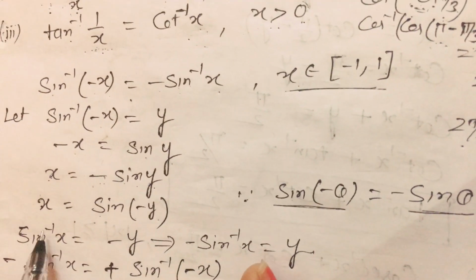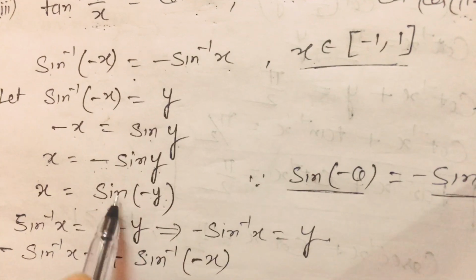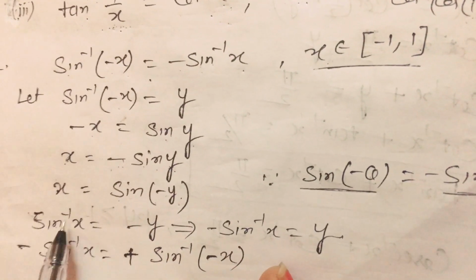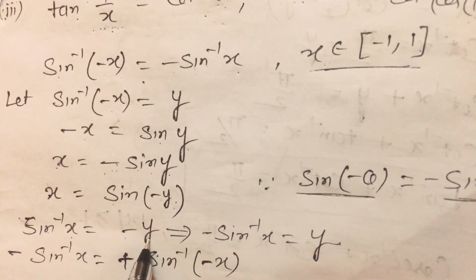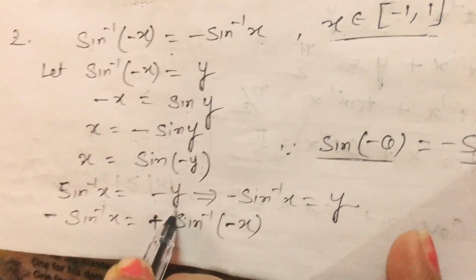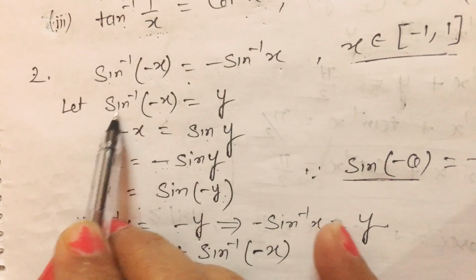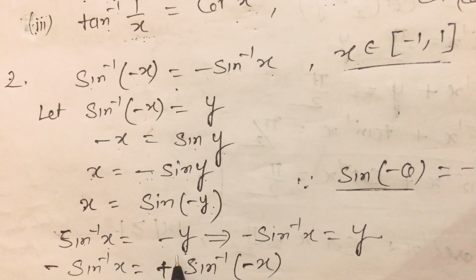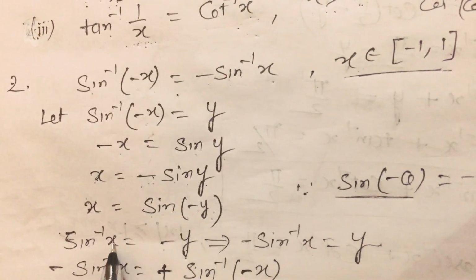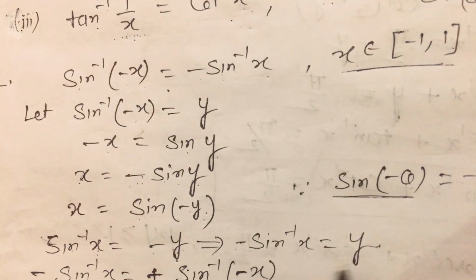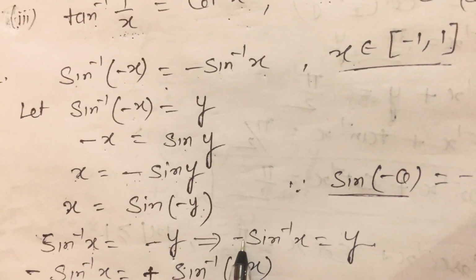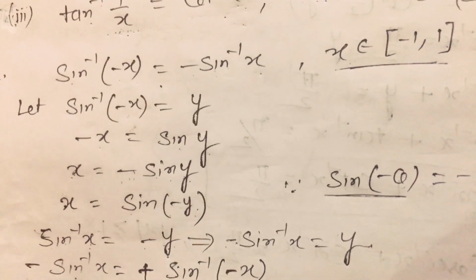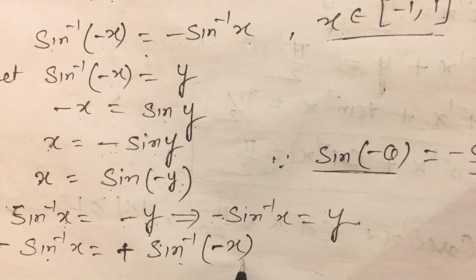So here we have sine of minus y, so we will take sine to the left side. So sine inverse x is equal to minus y, and we know that y is equal to sine inverse minus x. We have taken sine inverse minus x. So firstly we take minus on the left hand side, so it will be minus sine inverse x, and y is sine inverse minus x.